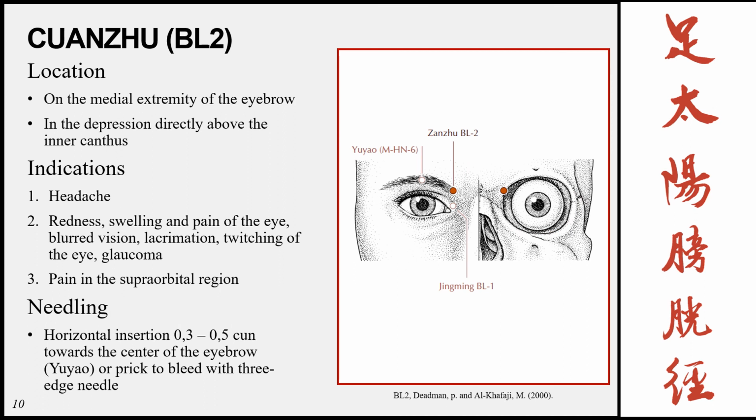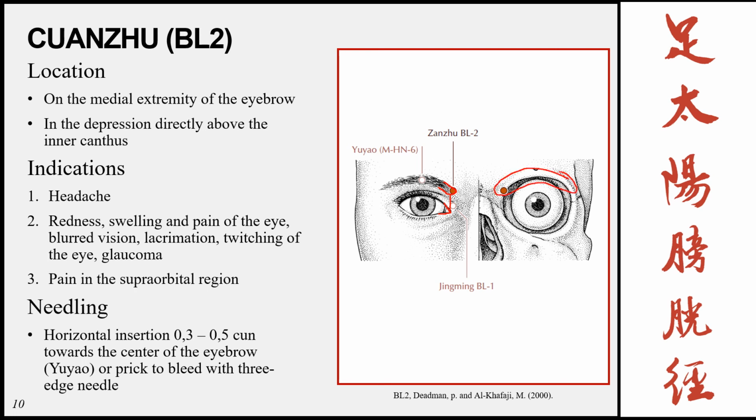Our next point is Chuanzhu, bladder 2. This point is located on the medial extremity of the eyebrow, in the depression directly above the inner canthus. So here's the inner canthus of the eye. We're going to go directly above that, and we're going to look for the medial end of the eyebrow around here. This point can be used for headache, redness, swelling, and pain of the eye, blurred vision, lacrimation disorders, twitching of the eye, and glaucoma. It can also be used for pain of the supraorbital region, which is this region here.